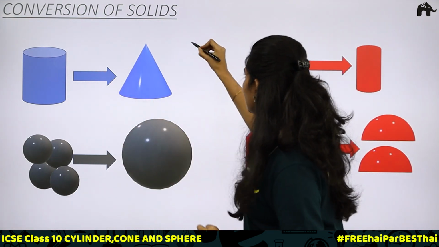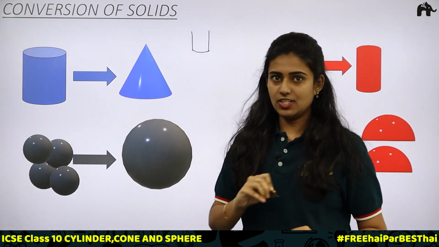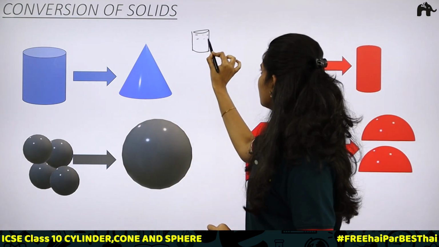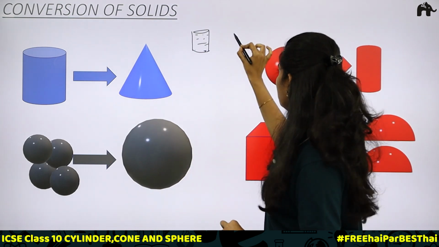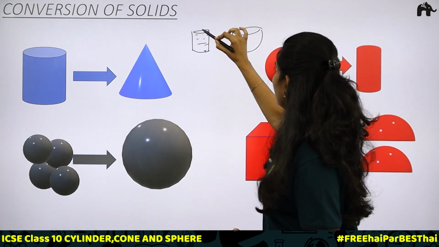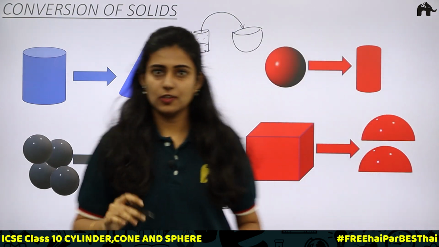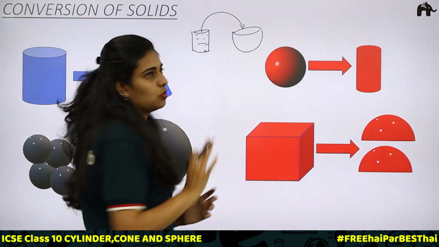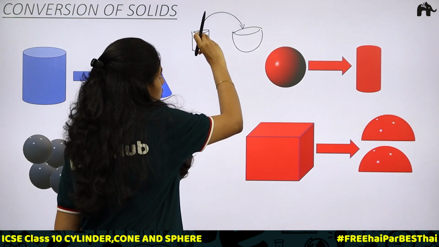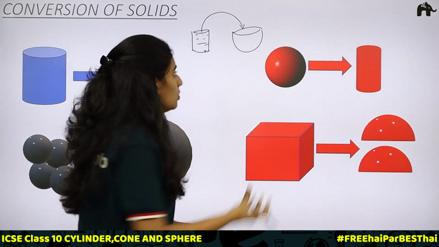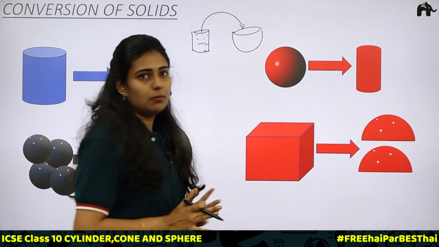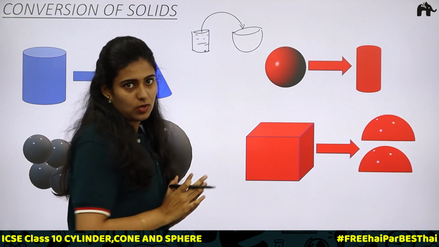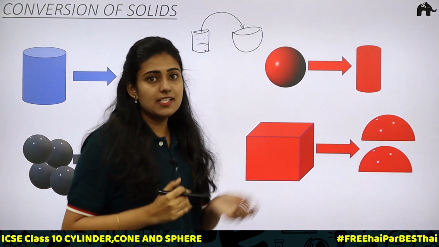For example, if you take a glass which is cylindrical in shape, filled with water up to the rim. Now you take a bowl and fill this water into the bowl. We see that this hemispherical bowl gets completely filled with water. Which means the volume of water inside the cylindrical glass is equal to the volume of water in this hemispherical bowl. The capacity of the cylinder and the capacity of this hemispherical bowl are equal. This is how conversion of solids can be understood.